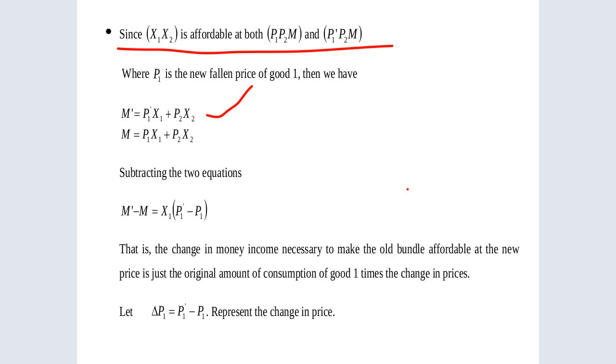So we have the original budget constraint, which is M equal to P1 X1 plus P2 X2. Now we can subtract the two equations. If you subtract the two equations, because P2 X2 cancel each other, then we have M prime minus M equal to X1 into P1 prime minus P1. Now, this is the change in the money income, the change necessary to make the old bundle affordable at the new price.